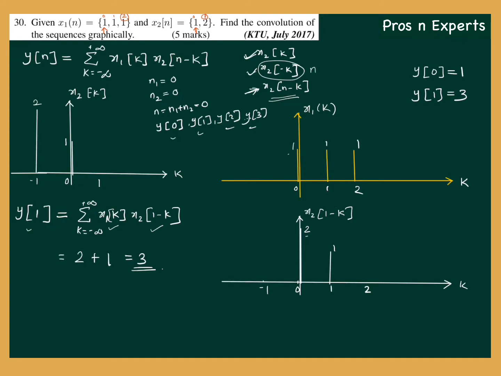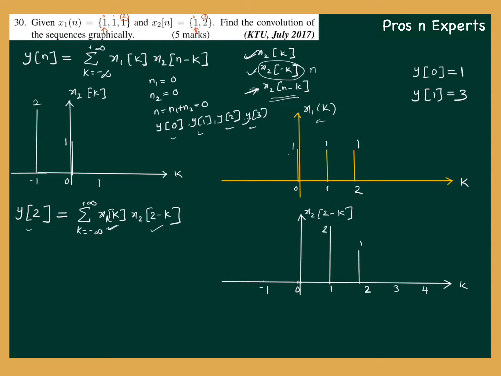Next is y of 2. So to obtain y of 2, I can make these two changes. y of 2 will be equal to sigma over k from minus infinity to infinity, x1 of k into x2 of 2 minus k. So x1 of k is with us here, and x2 of 2 minus k. How will you obtain x2 of 2 minus k? We just look at x2 of minus k, shift it 2 units to the right.